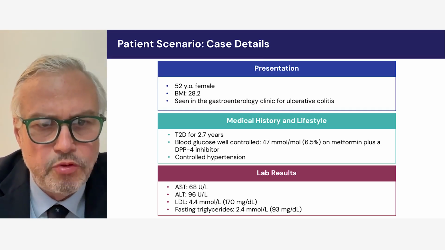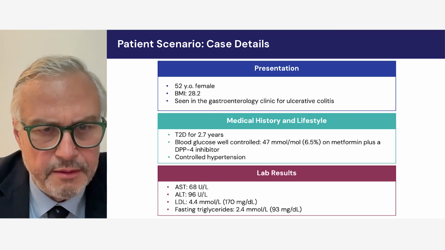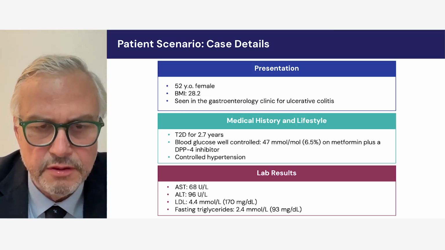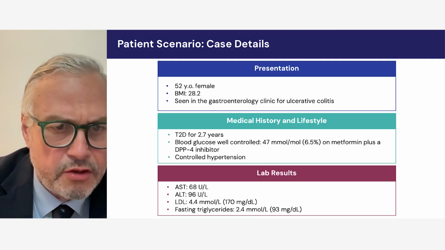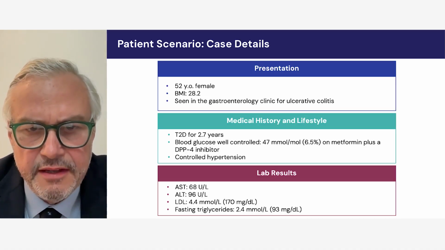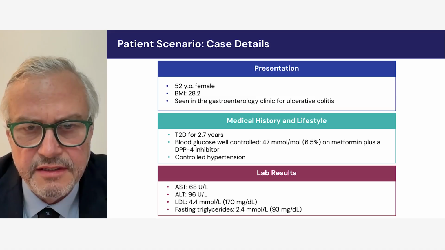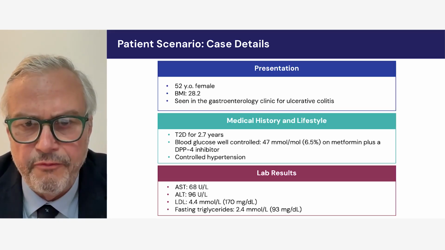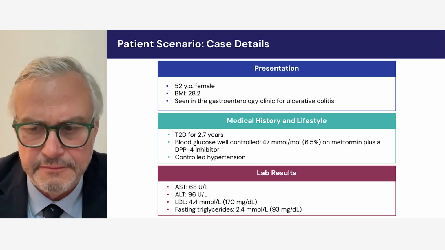She's also a type 2 diabetes person that is well controlled with metformin plus a DPP4 inhibitor, and she also has hypertension with a control. In the blood samples, you can see an AST of 68 and ALT of 96 that are slightly elevated. Also an LDL cholesterol of 4.4 millimoles, and also a triglyceride of 2.4 millimoles per liter.